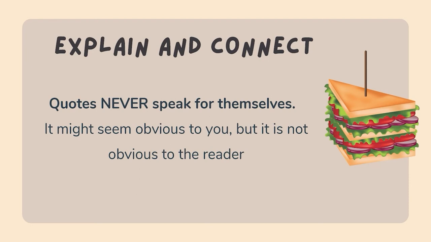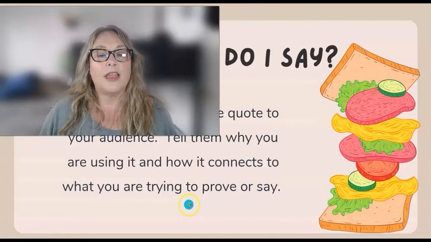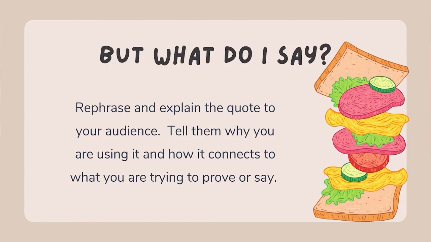Always explain and connect your quotes. Quotes do not ever speak for themselves. A lot of people will say, oh, but it was obvious. It might seem obvious to you, but you don't want the reader or the audience, right, to interpret it their way. You want the audience to interpret it your way. That's why you give them that explanation and connection. An argument's sort of like a game, right? You're trying to get someone to think like you think, and that's why you always want to really explain and connect. So what should you say in that connection and explanation?